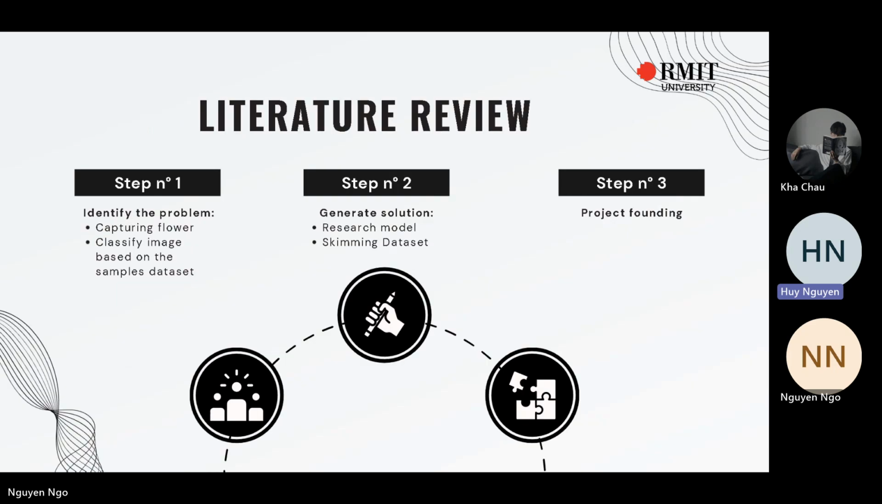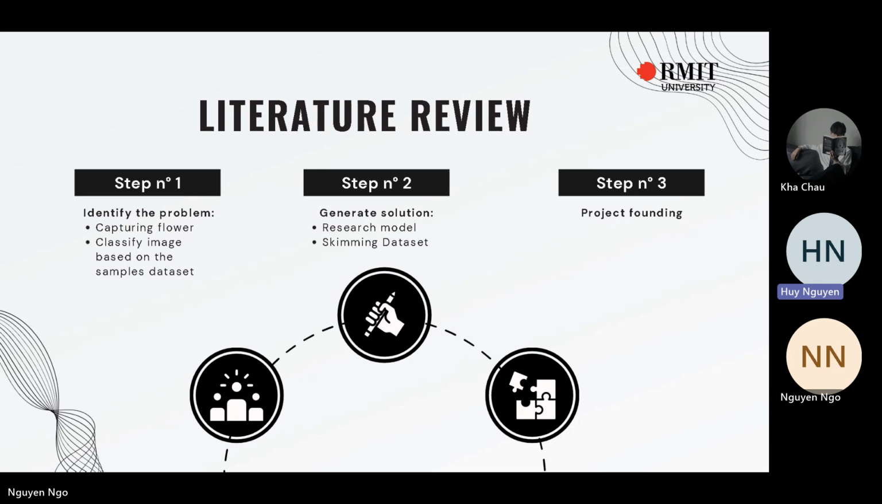Next, we are moving on to the literature review. The literature review is divided into three steps. Step one is to identify the problem. The project addresses a unique problem that modern societies face in real image recognition, especially flower identification. Users can easily capture an image of a flower, but identifying the flower can be challenging. So this project proposes an image-based searching function that allows users to upload an image of a flower, and the system, powered by a machine learning model, will return a list of similar flowers.